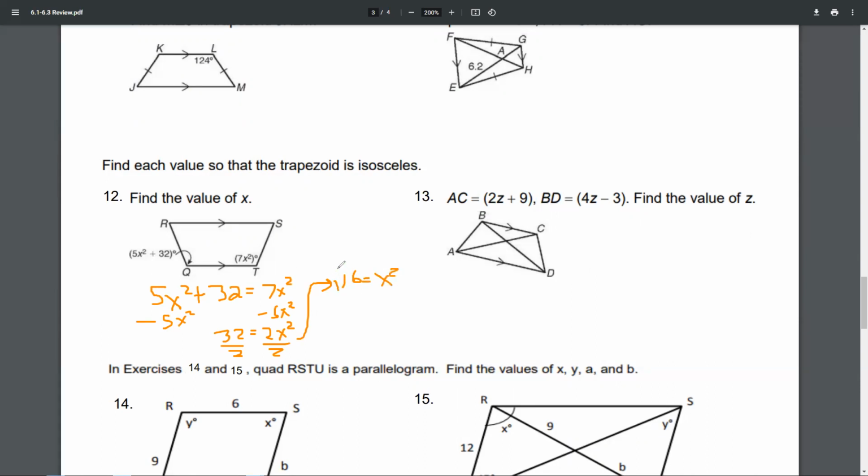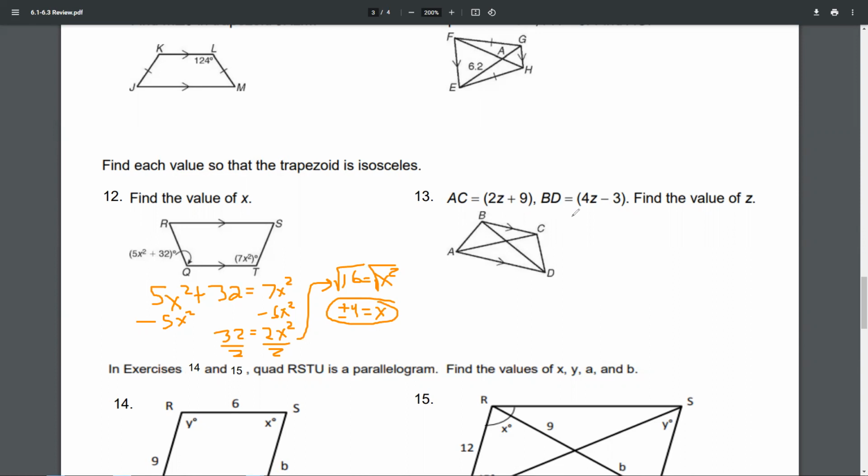To get rid of the square, I'm going to take the square root of both sides. Okay, and I'm going to get plus or minus 4 equals x, right? Because if I plug in -4 here, it's also going to work. So x could either be +4 or it could also be -4. And you'll get the same angle measures for Q and T.